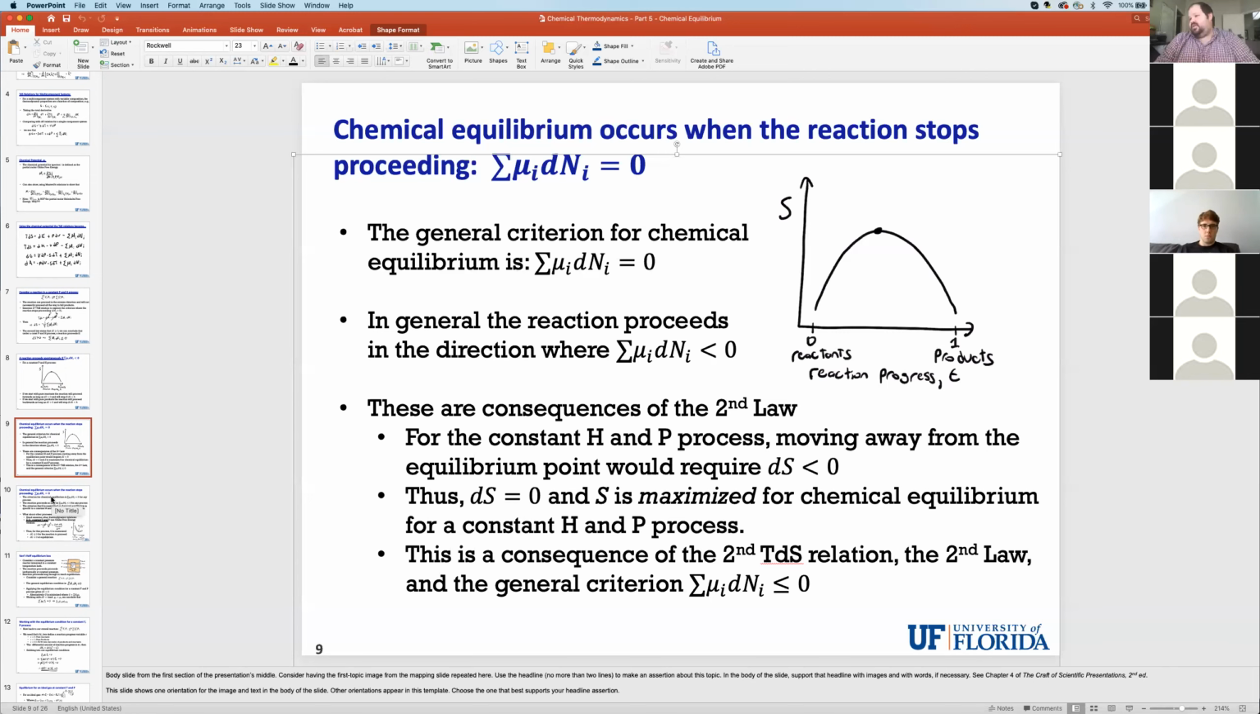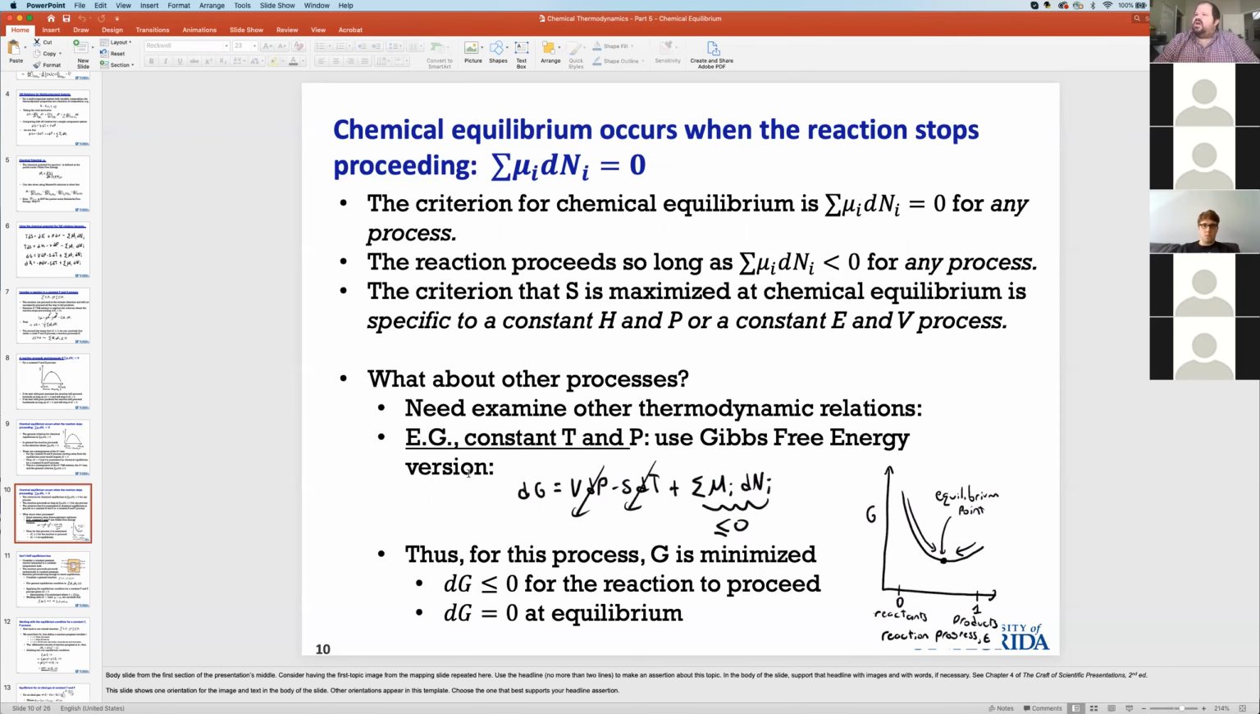What if we fix two other variables? What if we have, say, T and P, or E and V, or T and V? Again, the general criterion is that the sum of mu_i dNi is equal to 0. That can be applied to any process, and the chemical reaction proceeds as long as the sum is negative. Okay? So that holds for any process. So now what about other processes?